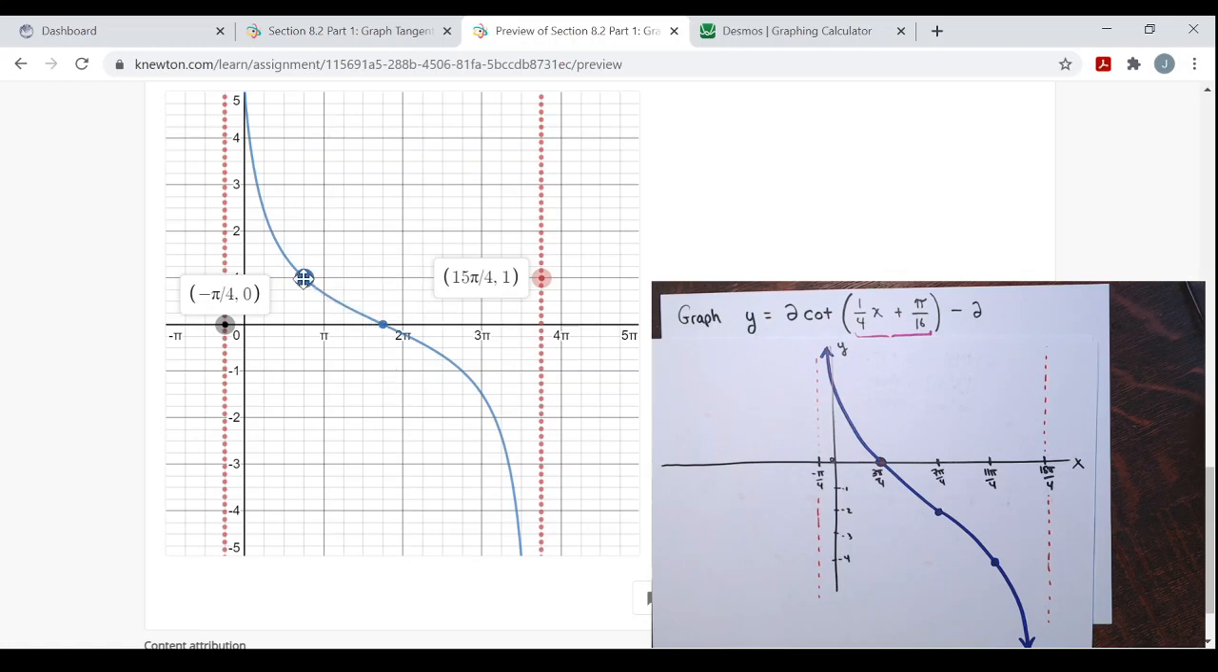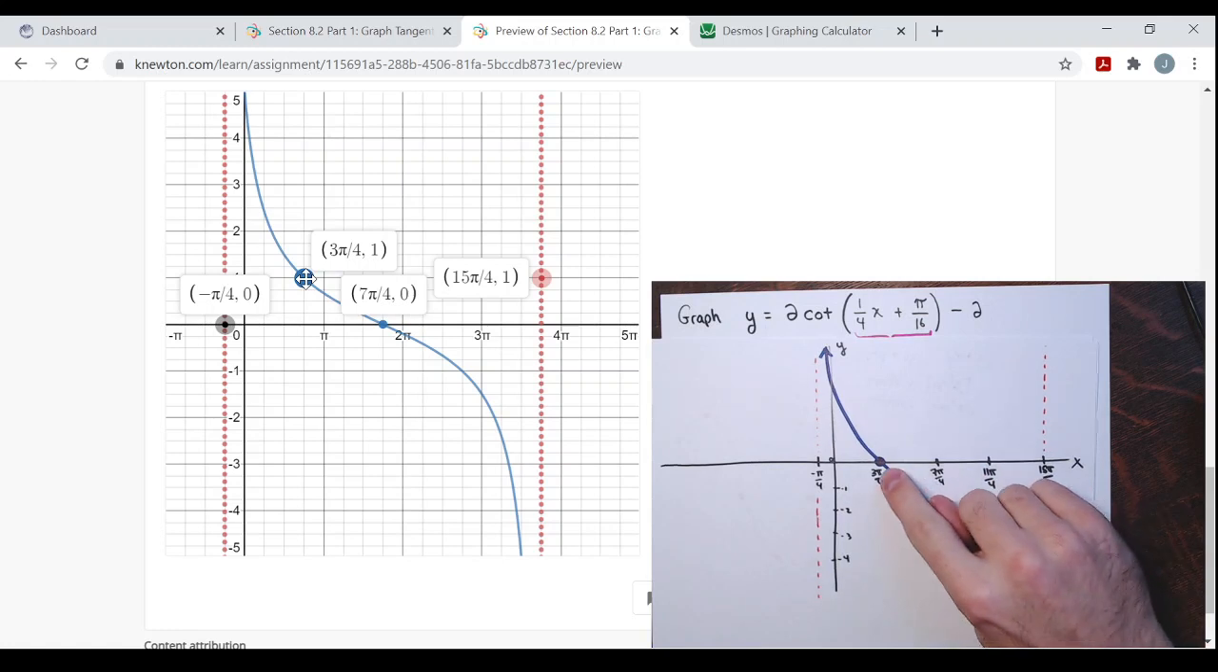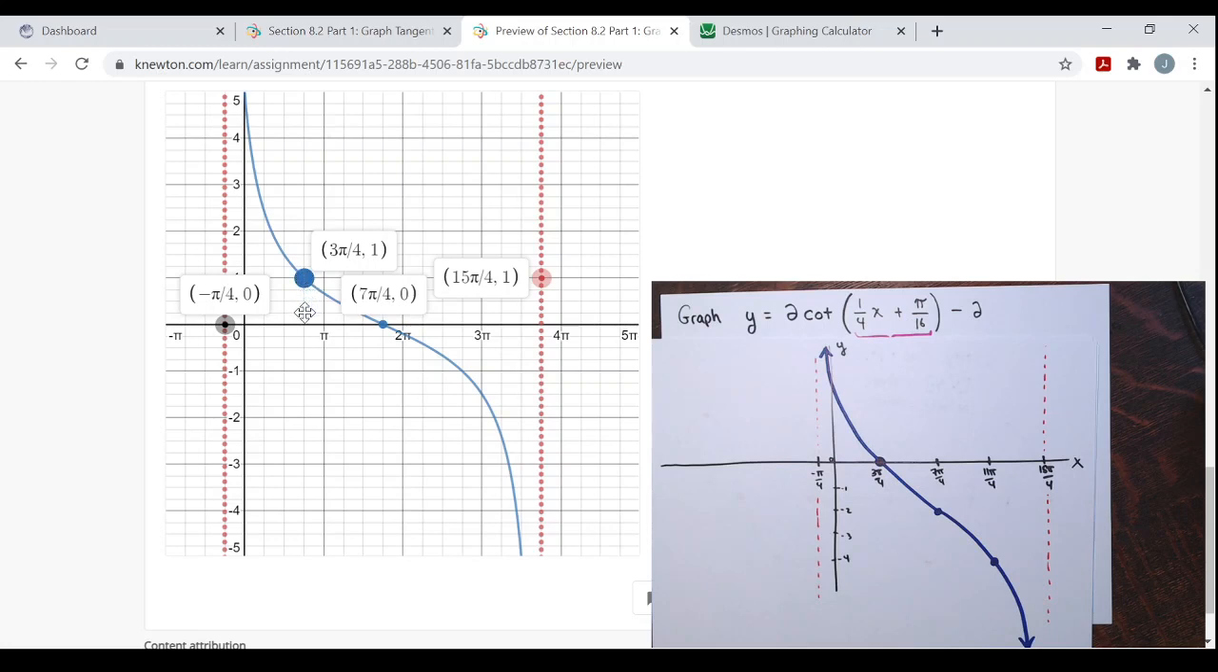Oh, it looks like the only one I can move is this one. Alright, so keep the middle there, I guess, and let's see, this point is at 3 pi over 4. But my one at 3 pi over 4 had an output of 0. So I'll move this 3 pi over 4 comma 1 down to 3 pi over 4 comma 0. And then why can't I move this point?